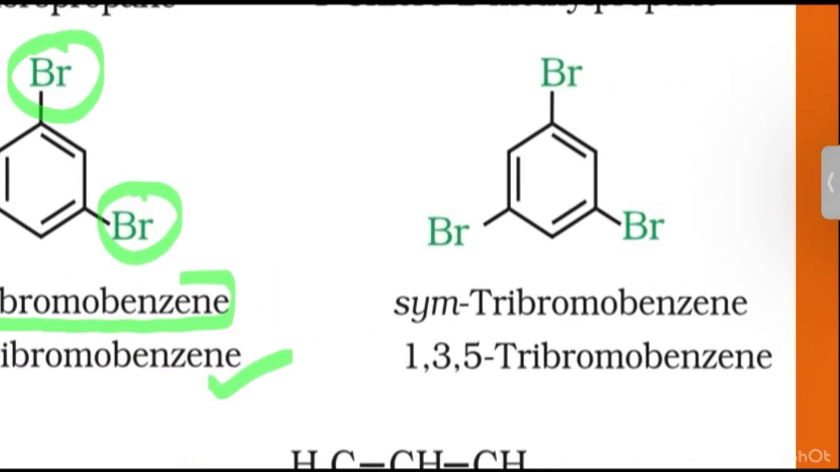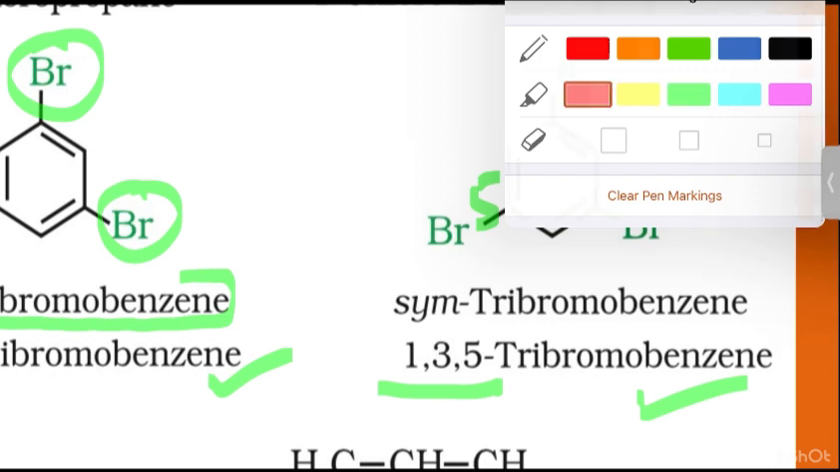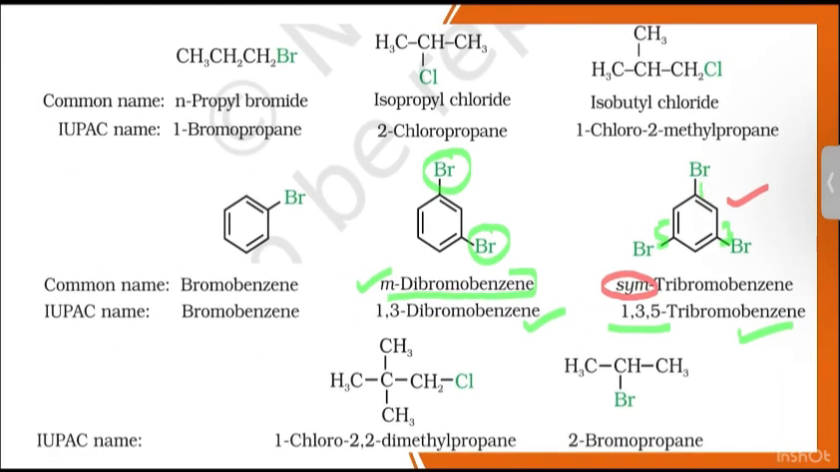Next example. 1, 3, 5. You start counting from any carbon which has Br on it. You will get the same numbers, clockwise, anti-clockwise, anyhow, 1, 3, 5. So no confusion about it. It becomes 1,3,5-tribromobenzene. And this is also written in common naming as sym. That means symmetrical. You can see the symmetry here. So this is symmetrical tribromobenzene. Sym is the prefix used. More examples.